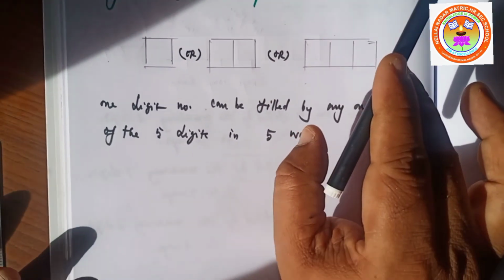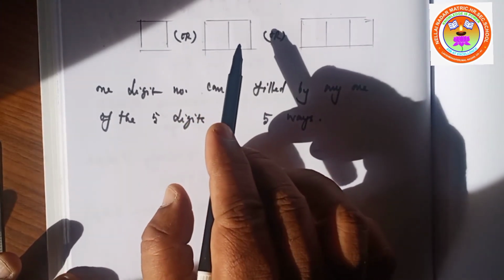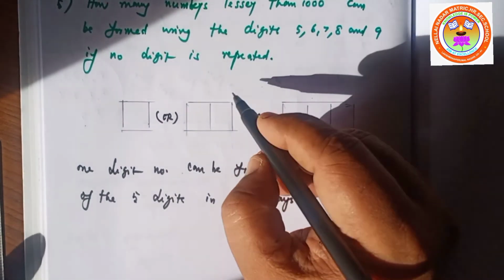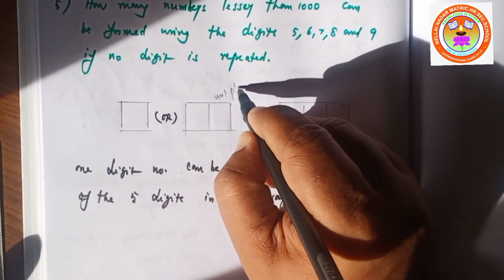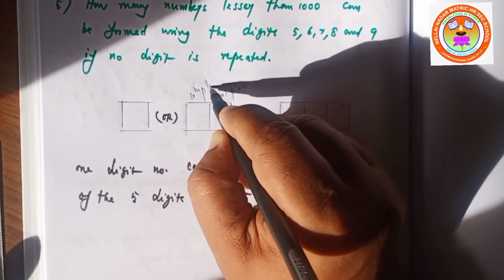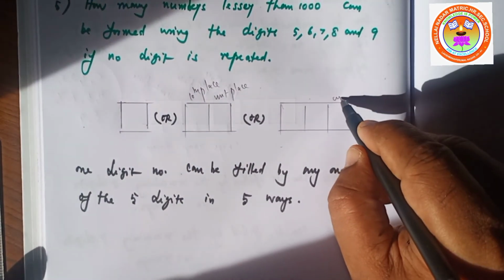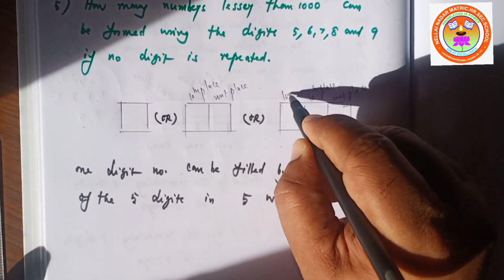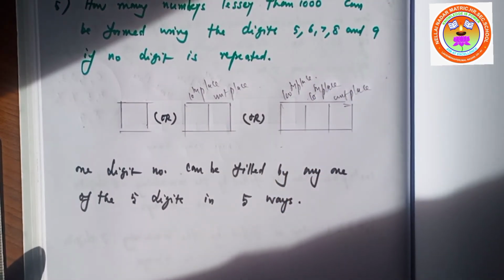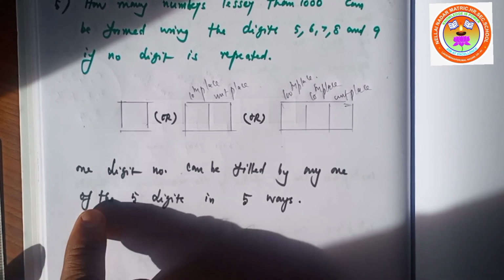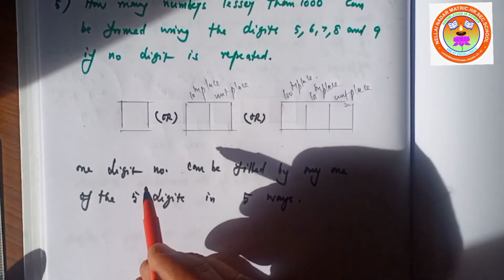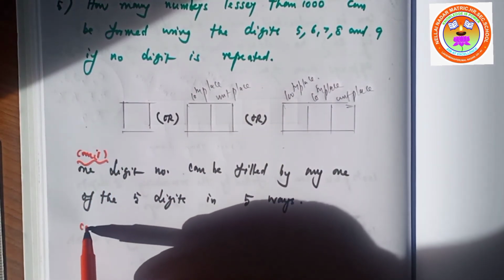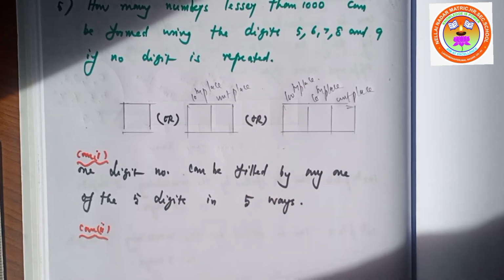So 5 ways. Then the 2-digit numbers, in 2 digits we have unit place as well as 10th place, correct? Unit place and 10th place. In 3-digit numbers we have unit place, 10th place and 100th place. Okay. This is case number 1. I consider it as case number 1. Case number 2. This is a 2-digit number.